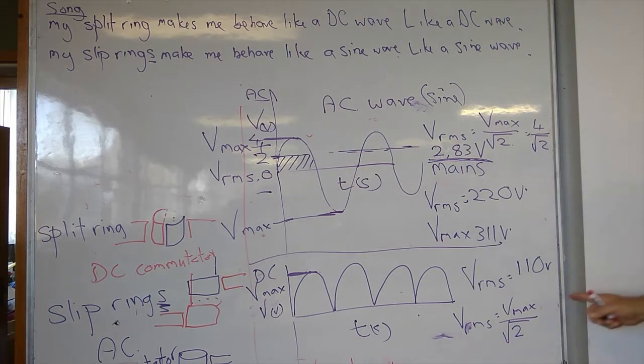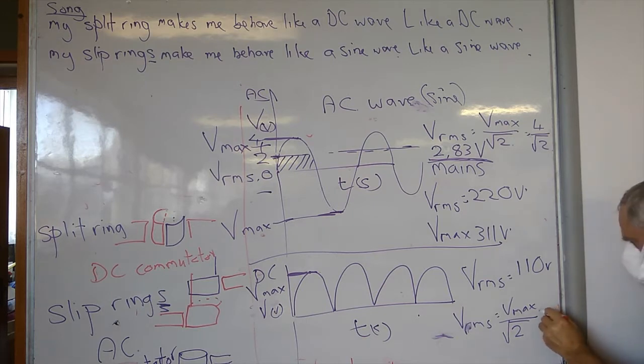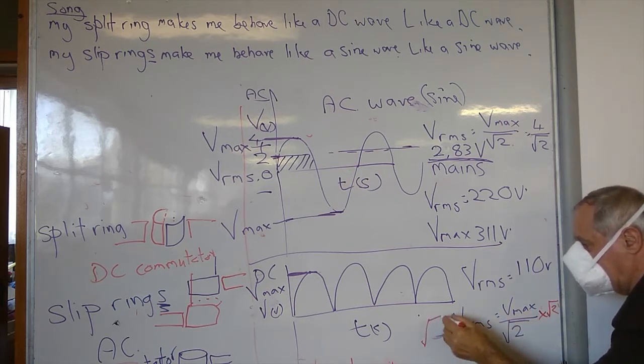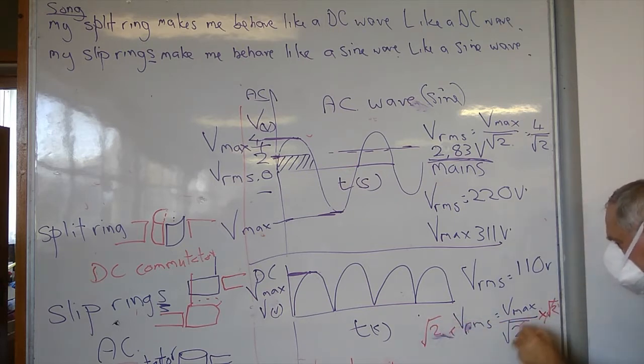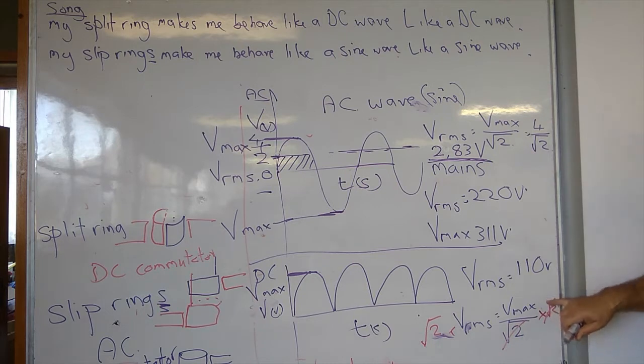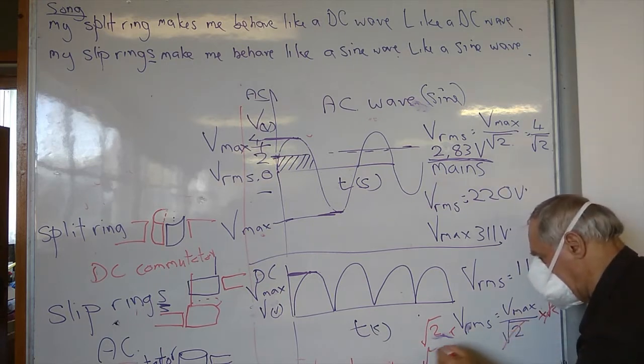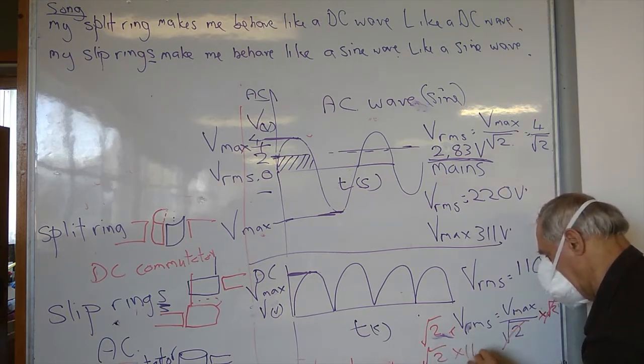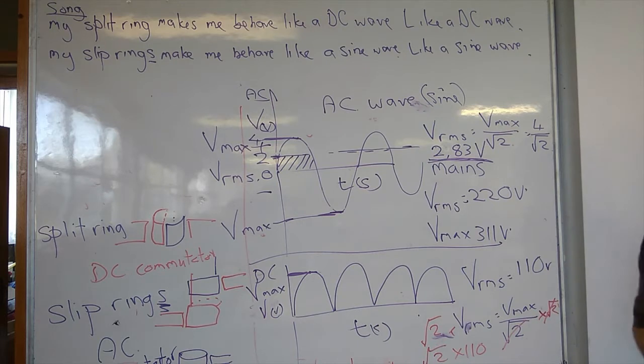So, if we want to find V max, we multiply both sides by the square root of 2. That cancels out and it leaves the subject of the formula as V max, which is equal to 110 times the square root of 2. And how much does that come to?